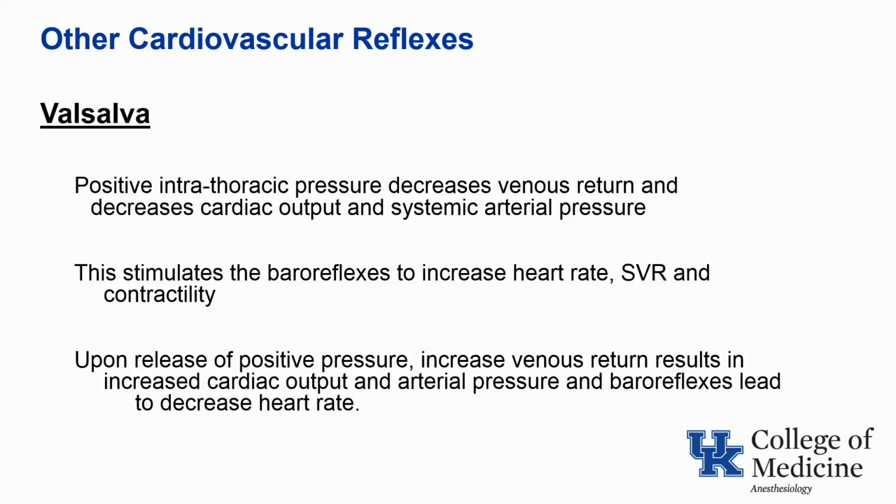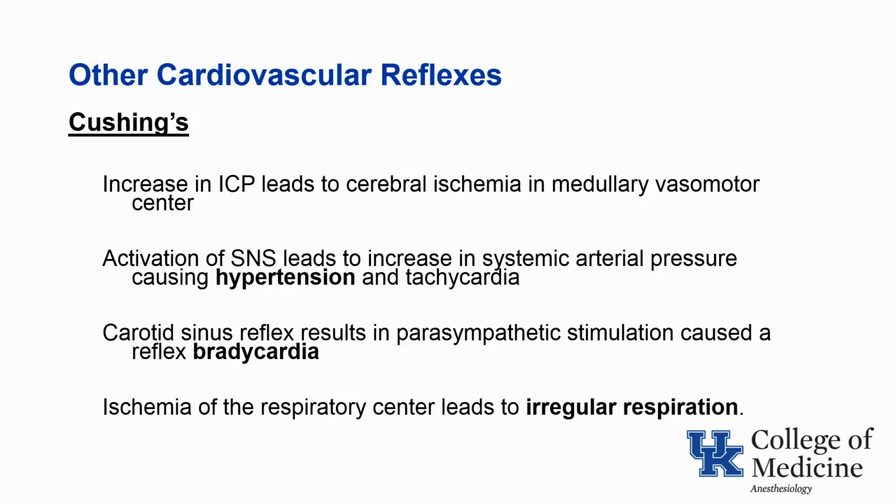The Valsalva reflex says that positive intrathoracic pressure decreases venous return and decreases cardiac output and systemic arterial pressure. This stimulates the baroreceptors to increase heart rate and systemic vascular resistance and contractility. Upon release of positive pressure, there is an increase in venous return, resulting in an increase in cardiac output, arterial pressure, and the baroreflex, leading to a decrease in heart rate.